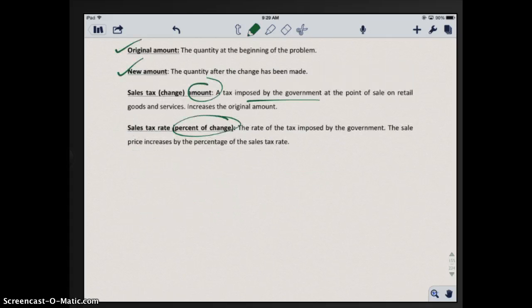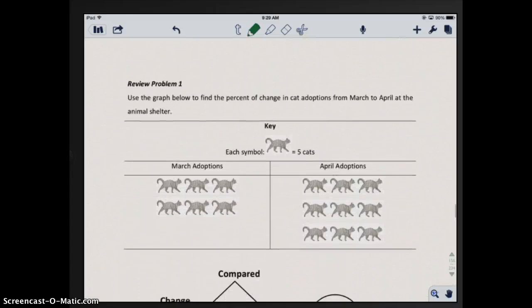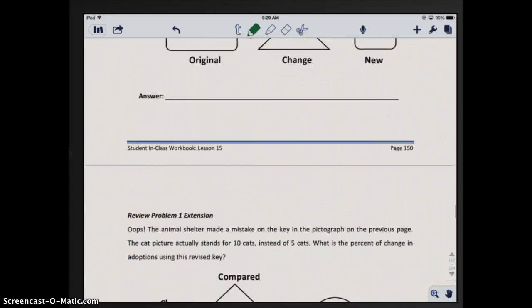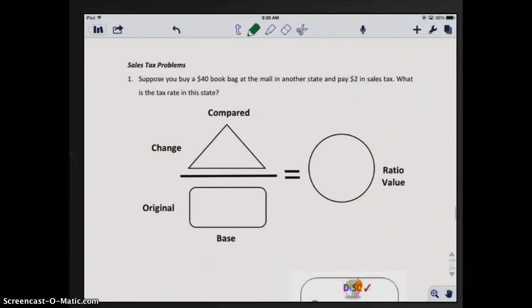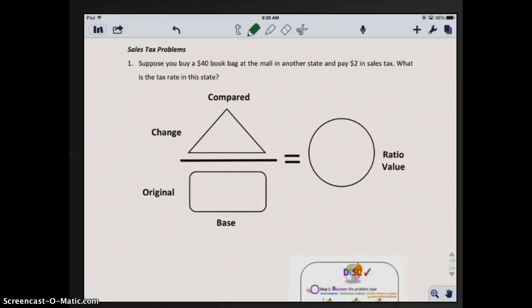Scrolling down. We're going to skip the review problem, both of them. Go to sales tax problems. Pause the video if you need to get to this problem.